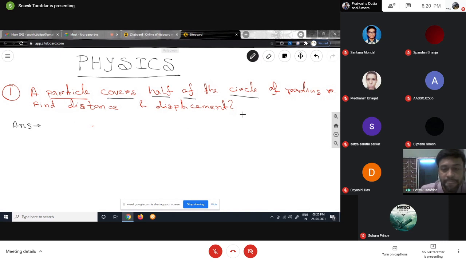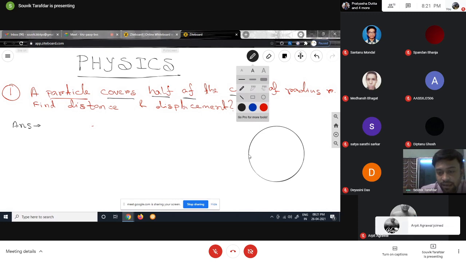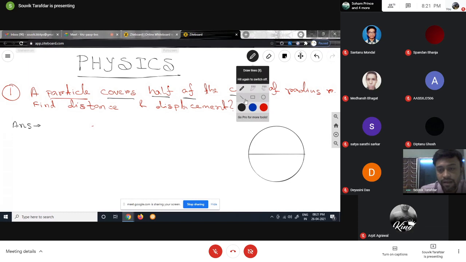first I am drawing it. Let us take, this is our circle. So there is a particle which is covering half of the circle. Half of the circle means, think, the particle started from point A and the particle went to point B.